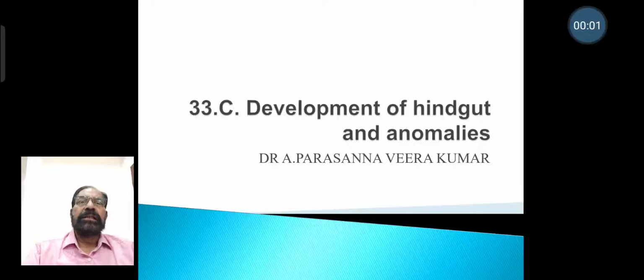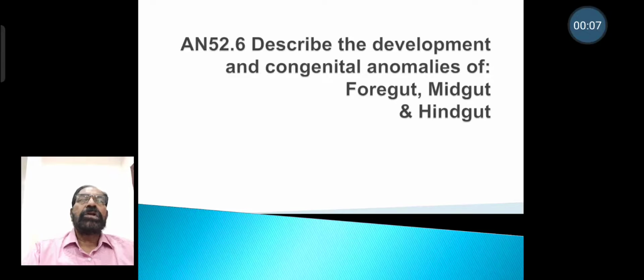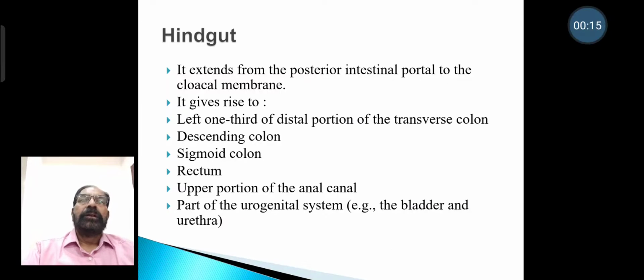Study the development of hindgut and its anomalies. So the competency is development and congenital anomalies of the hindgut. Hindgut extends from the posterior intestinal portal to the cloacal membrane.